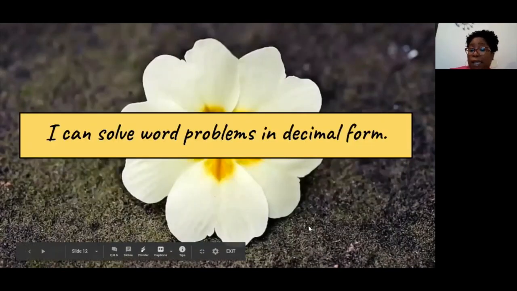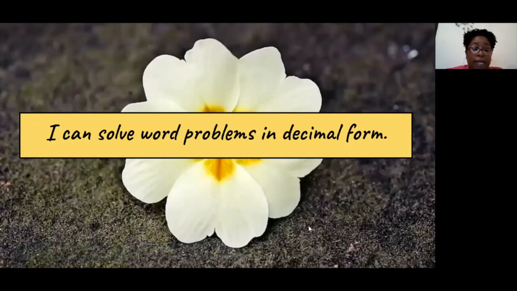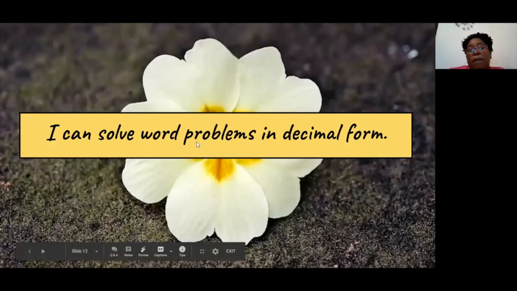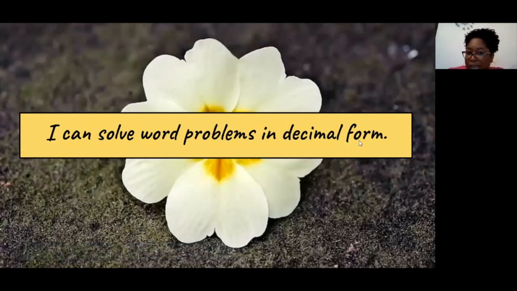And that brings us to the end of today's lesson. Our I can statement for today was, I can solve word problems in decimal form. How did you do with that? I know it was a little more than just lining up the decimals and solving. It really was about understanding place value and getting you to see the meaning behind numbers. And so that's what it was all about.